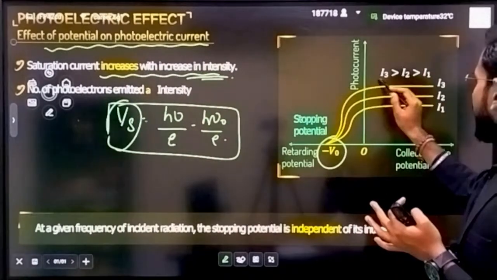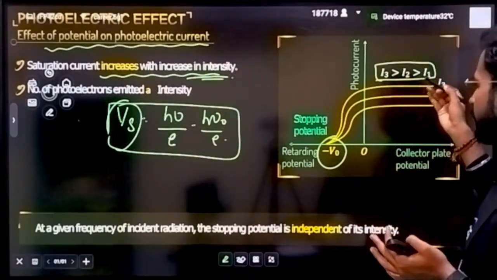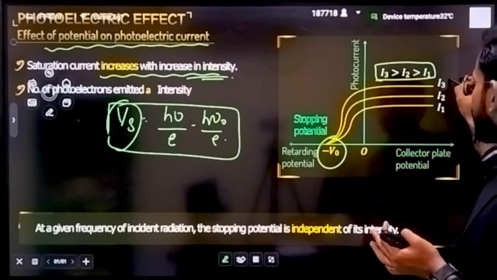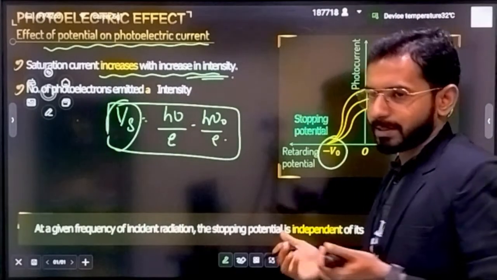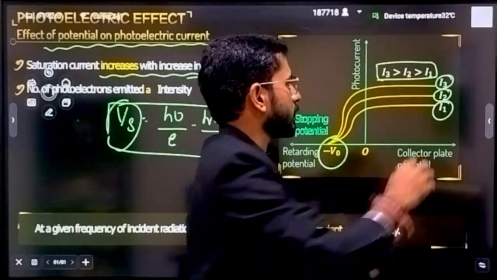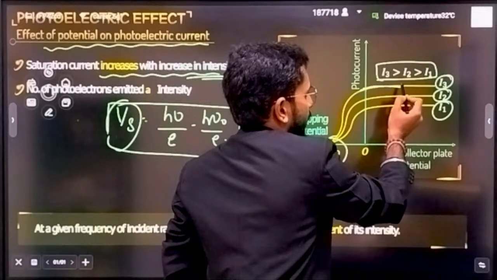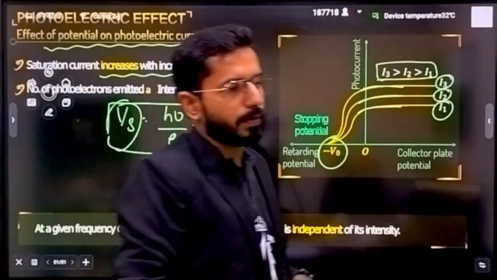See here, if I3 is greater than I2 greater than I1, now this is given for intensity, this will be the curve. Current I3 will be highest, then I2, then I1. Now you can take it as intensity distribution. If it is intensity distribution, this will be the curve for intensity 3, this will be the curve for intensity 2, this will be the curve for intensity 1.